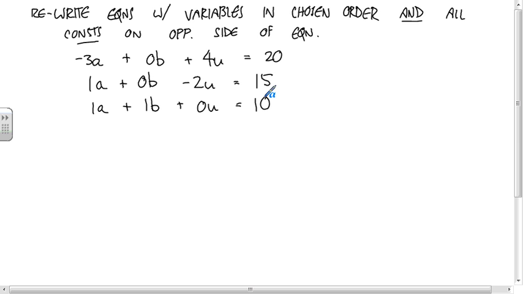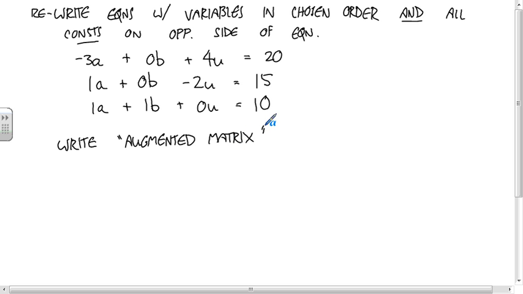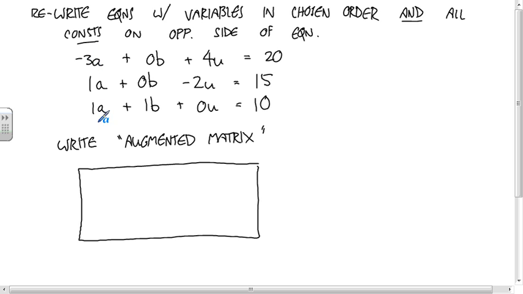Then once you have it in this order, the next step is to write what's called the augmented matrix. The augmented matrix is just however many rows as you have equations, and one more than the number of variables columns. Okay, the number of columns is one more than the number of variables you have. So in this case, we're going to have 3 rows and 4 columns.